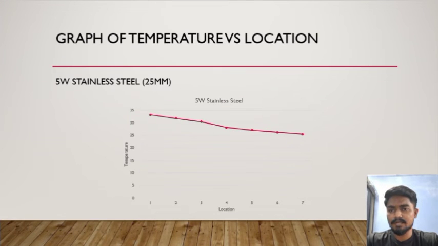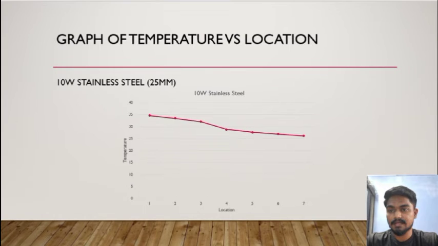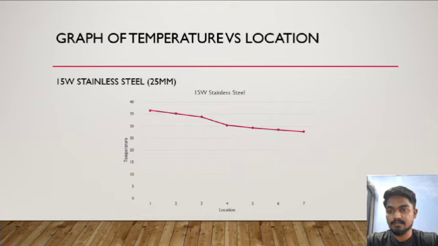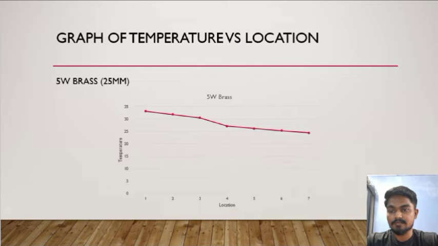So for the 5 watt stainless steel specimen, we have the graph for each of them. So this is for the 5 watt stainless steel, and then 10 watt stainless steel, and then 15 watt stainless steel. What was different is that as the heater power increases, the temperature increases. As you can see, in the graph of stainless steel from 5 to 15 watts, the shape remains the same, but the value of temperature is increasing. So this is the 5 watt brass temperature versus location graph.